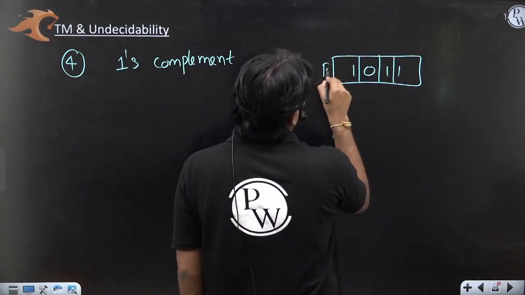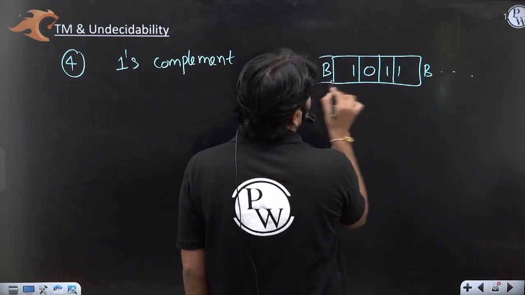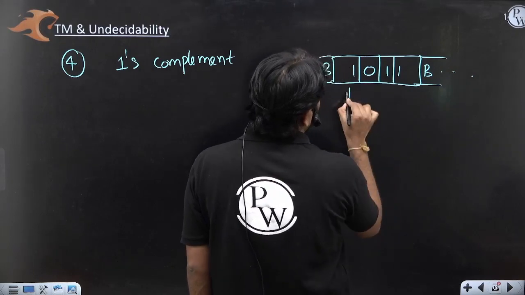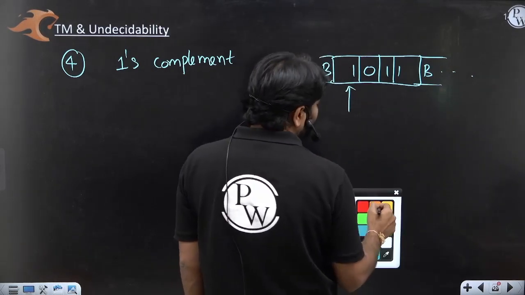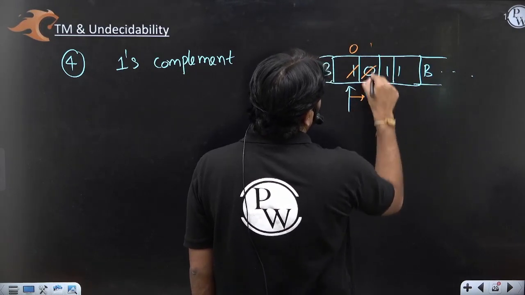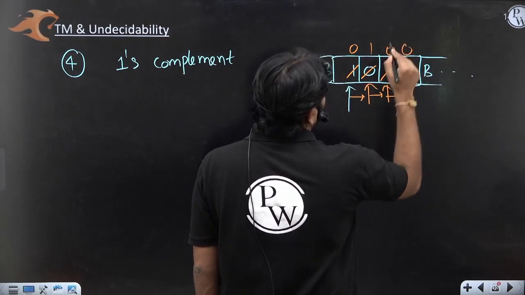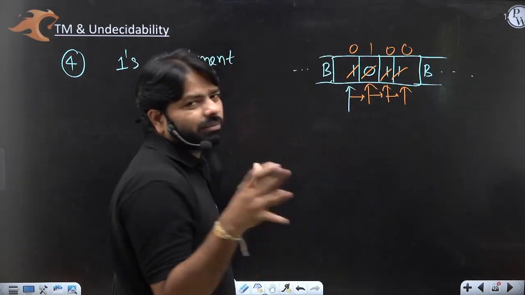Of course, blanks are there before and after. Okay, now the head is pointing here. Your job is to replace this 1 with 0 and move forward, 0 with 1 and move forward, 1 with 0 and move forward, 1 with 0 and move forward. So after doing this, the machine is going to halt.